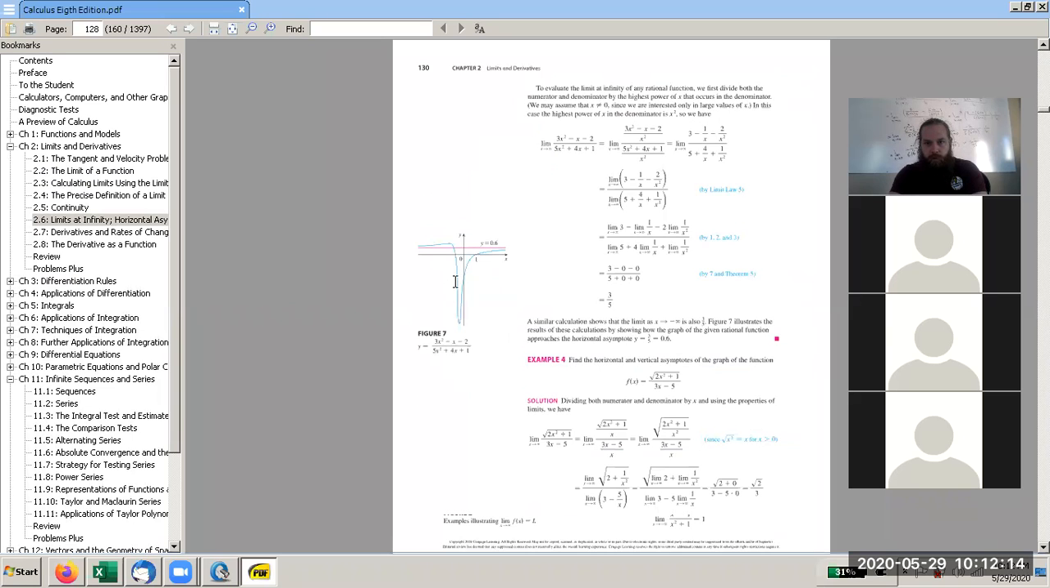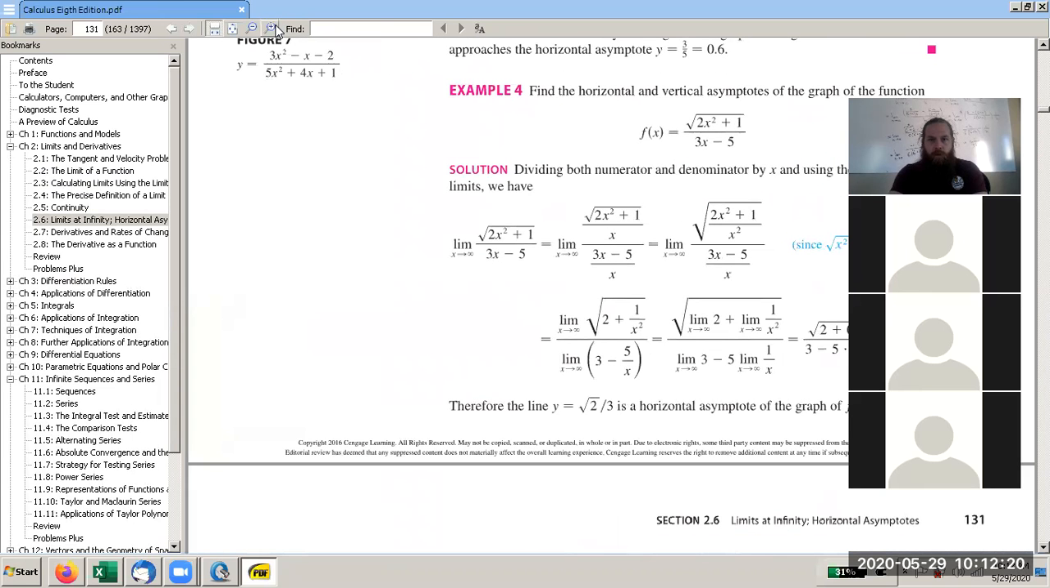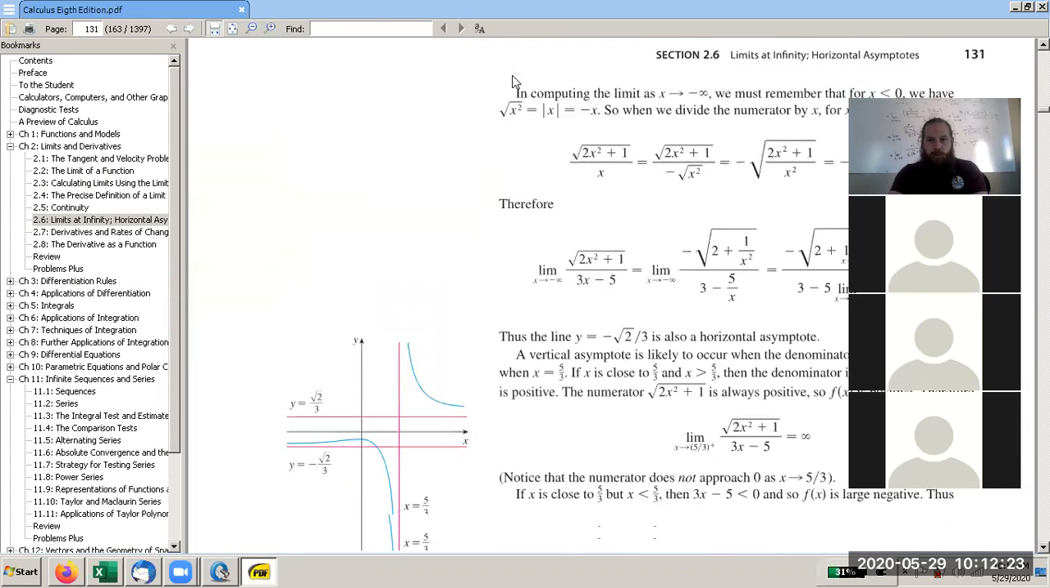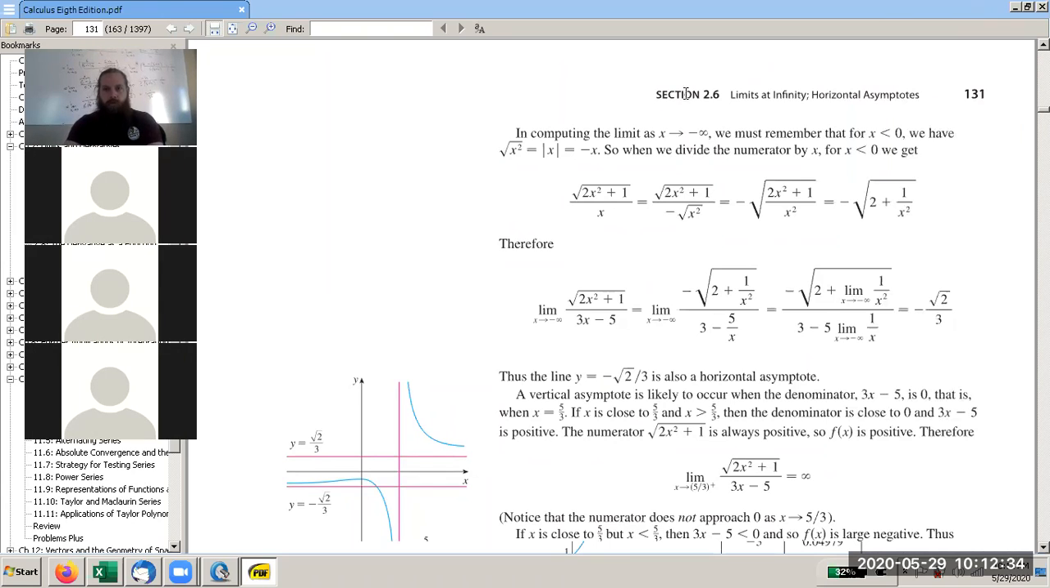So I can show you the textbook explanation if you want to see it. It's right here. So you see here they say in computing this limit, they divide top and bottom by the square root of x squared. And downstairs here, they say that square root of x squared is the absolute value of x, which is -x because we're sending x to -infinity. So in computing the limit as x goes to -infinity, we must remember that x is less than 0. So the square root of x squared is the absolute value of x, which is -x. We divide the numerator by x. For x less than 0, we get this.